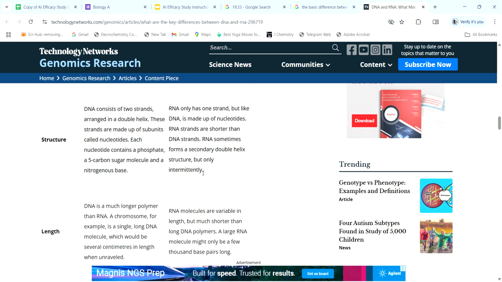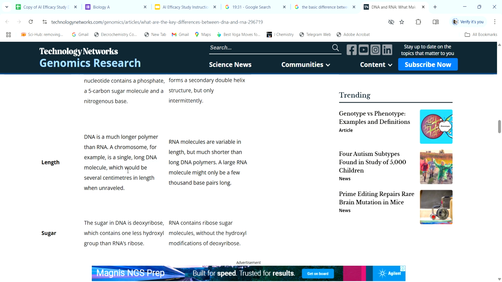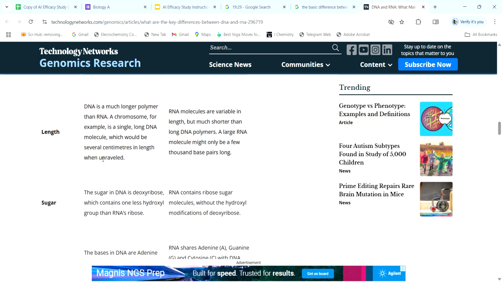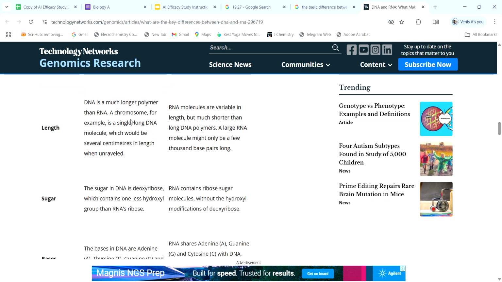And the length of DNA is a much longer polymer than RNA. A chromosome, for example, is a single long DNA molecule which would be several centimeters in length when unraveled. And RNA molecules are variable in length but much shorter than long DNA polymers. A large RNA molecule might only be a few thousand base pairs long.